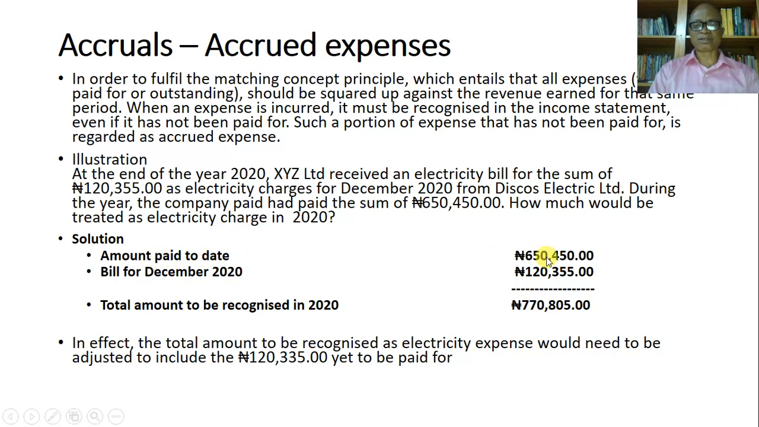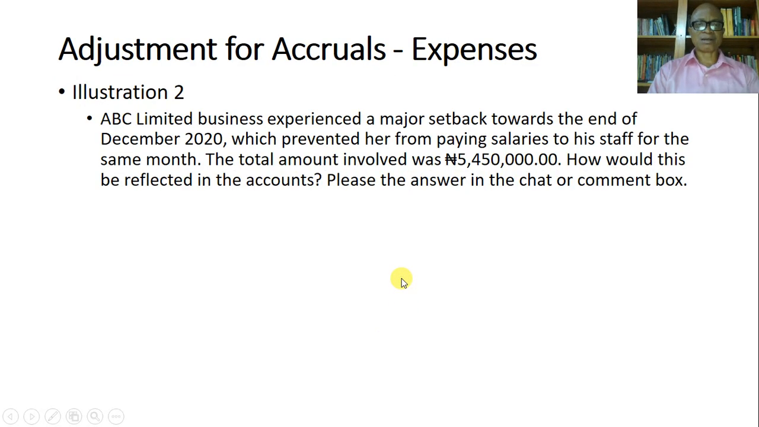So the amount paid to date is 650,450, and then the bill for December 2020 is 120,355. Add the two together, and that will give you 770,805. So that is the total amount of money to be recognized for the year. That means there must be an adjustment of 120,355 to be added to the amount already paid. That's a particular example here, but of course I want you to solve this as much as possible on your own, and of course hit the chat or the comment box to give the answer there.